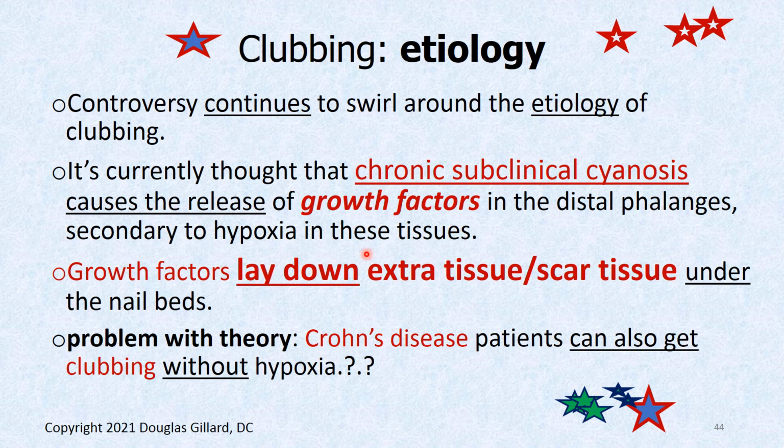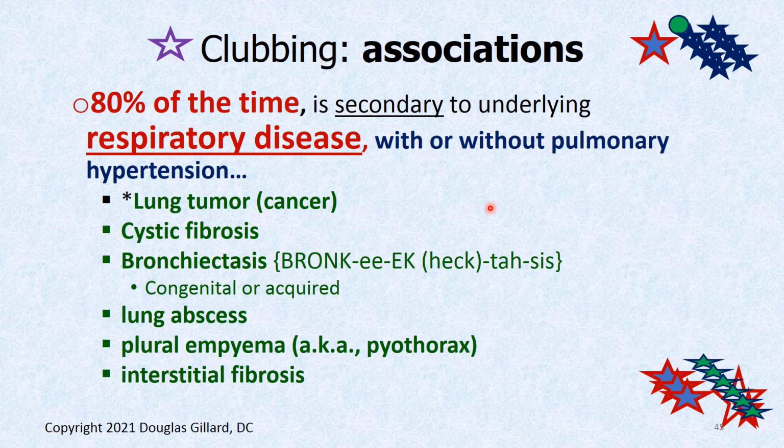And yeah, that's the classic theory, but we have a big problem with that, because people with Crohn's disease can also get clubbing of the nails, and that's got nothing to do with hypoxia. So there's some other thing going on. Maybe this is part of the explanation, this chronic subclinical cyanosis, but we don't understand it for sure. We should know. I always ask questions on this. You want to study something, you should study this.